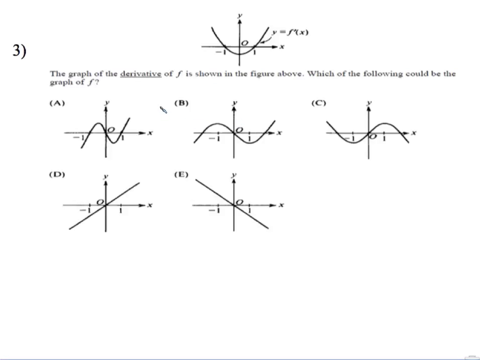Number 3. So here's the graph of the derivative. This is F prime. So we're finding the following that could be a possible value of F. All right. So what do we know about this graph? What does this tell us right here? That's a CV. It is a CV. Why is it a CV? Because it changes at X equals 0. It's a relative extrema. So the height changes.